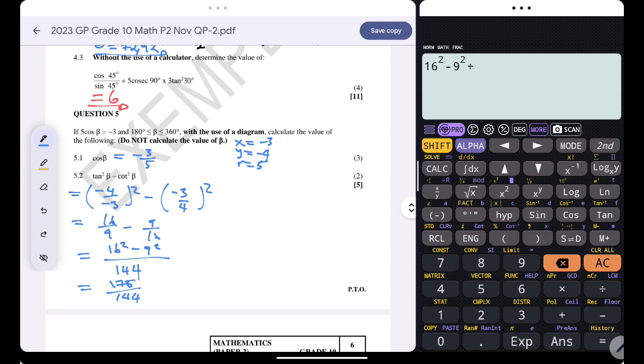Let me see, what do I get whenever I divide 175 over 144? Nah, it's just a fraction, so I'll just leave it like that. It gives me a long decimal. So tan squared beta minus cot squared beta will give me this guy, 175 all over 144. I really hope this was fruitful to you guys.